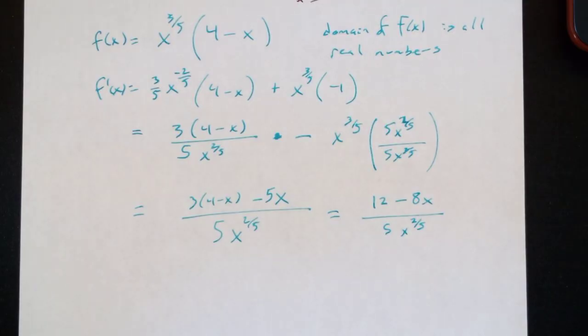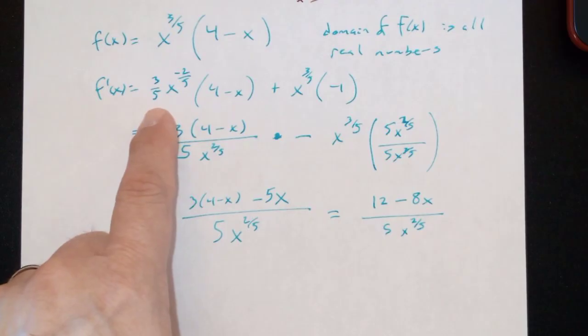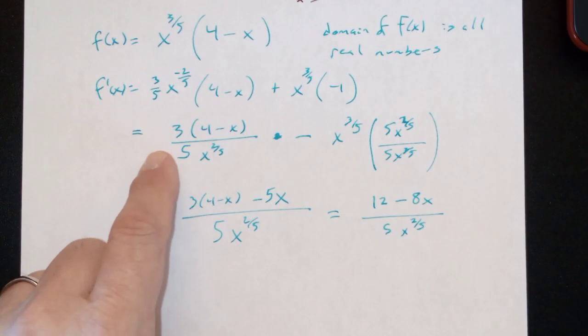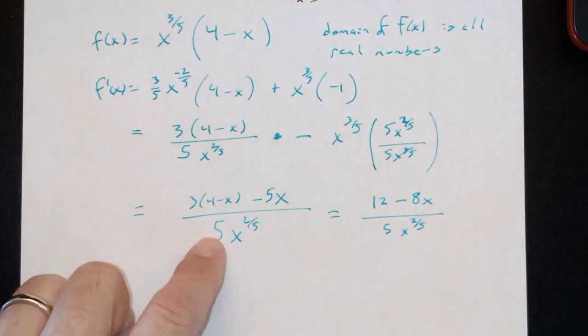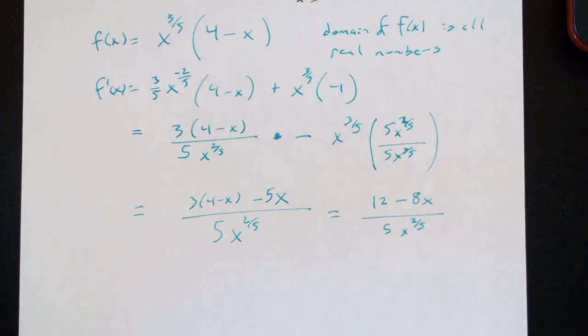Yes, Nicole. Because that fraction up there at the front of this line says 3/5. That means the 5 stays on the bottom, doesn't it? 3/5. Yeah, that 5 there becomes this 5 here, this 5 here, and this 5 here. Yes, sir.